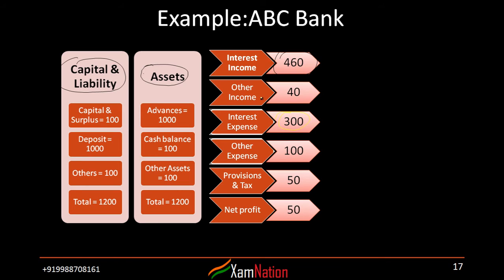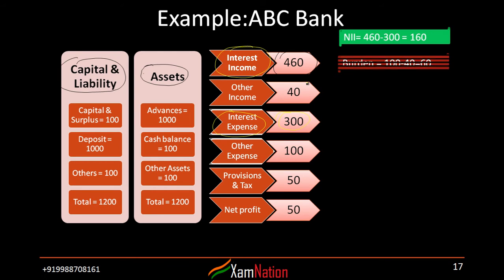Now, if you need to calculate the net interest income, that would be only the interest income minus the interest expenses, that is 460 minus 300, so 160 is the net interest income. If you talk about the burden, it would be the other expenses of 100 minus the other income of 40, that is 60, which would be your burden.